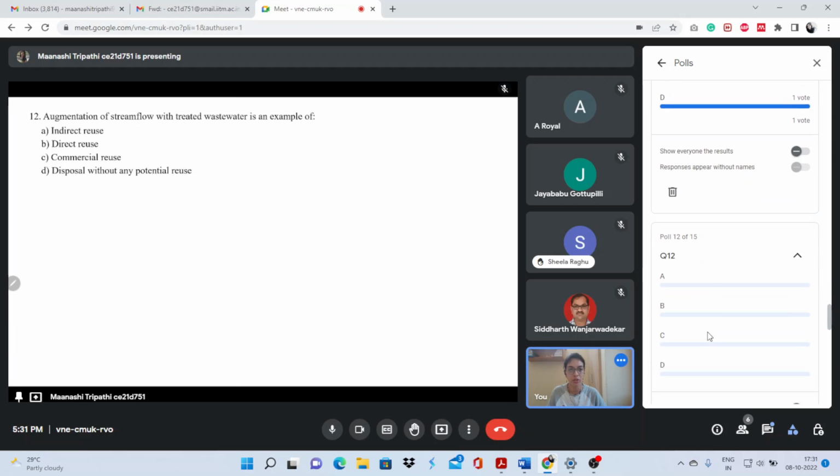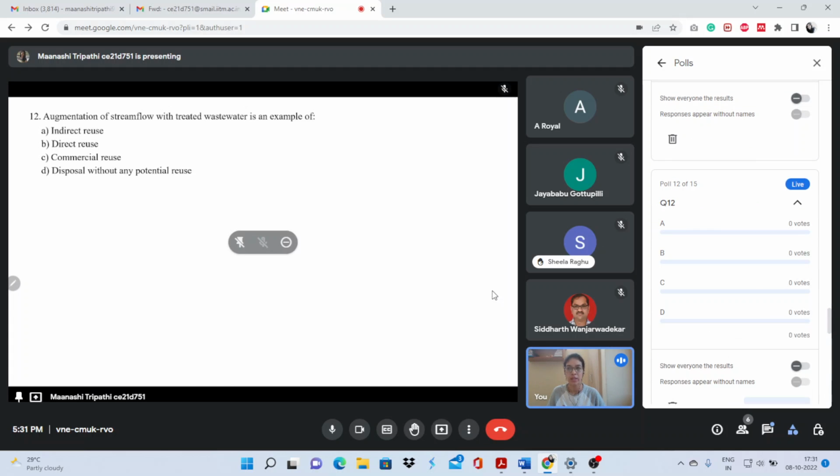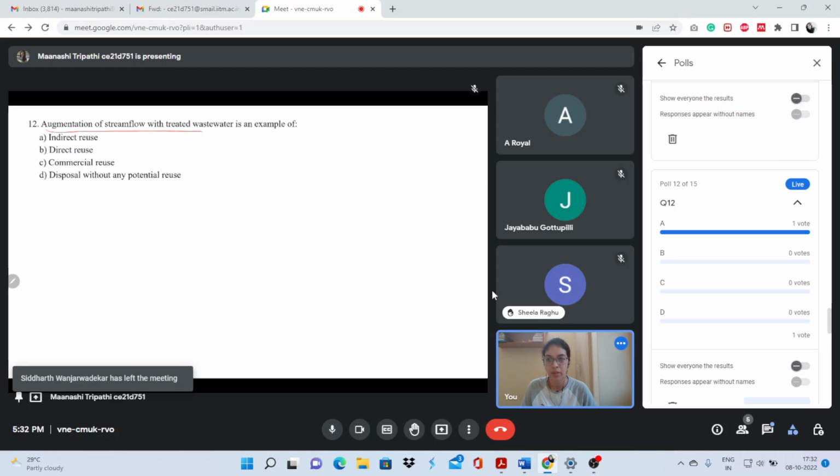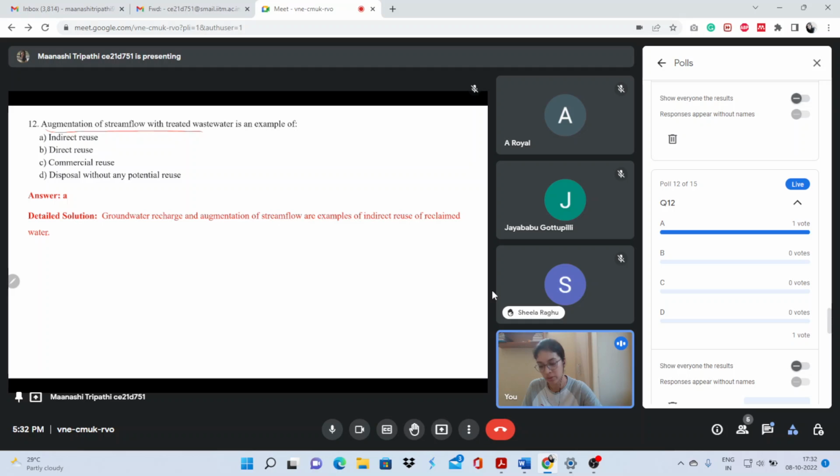Coming to the next question, and these are polls for us. Augmentation of stream flow with treated wastewater is an example of indirect reuse, direct reuse, commercial reuse, or disposal without any potential reuse. Okay. So the answer is A, indirect reuse. Groundwater recharge and augmentation of stream flow are examples of indirect reuse.